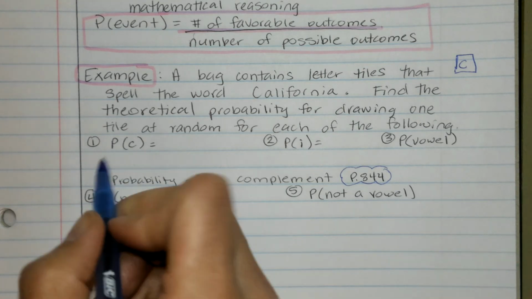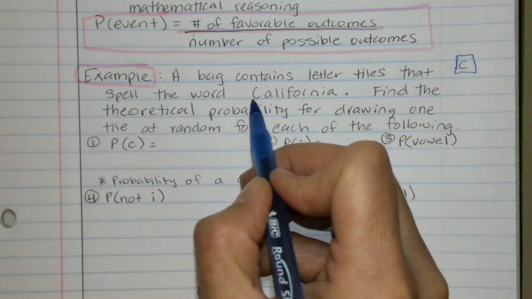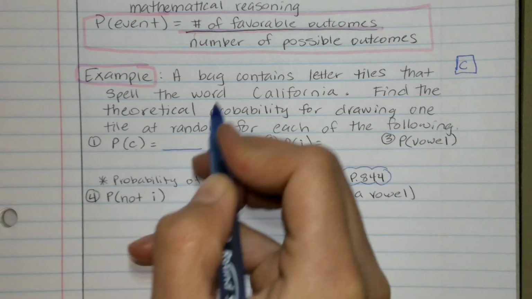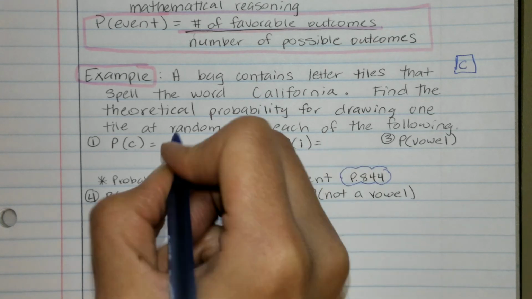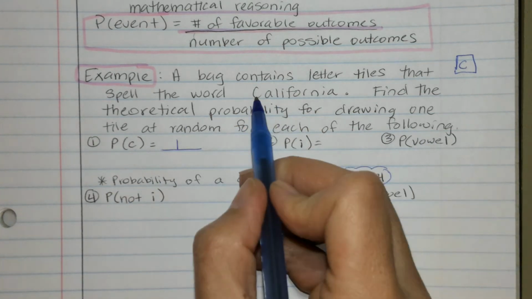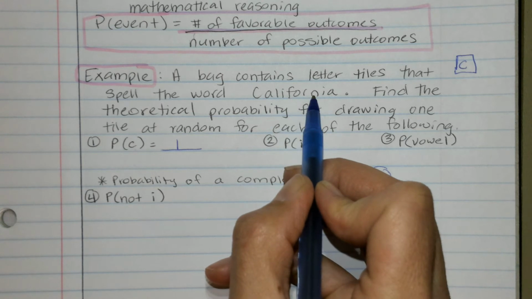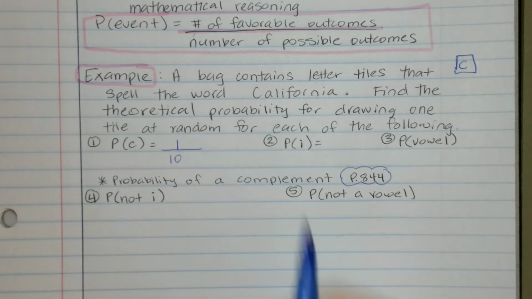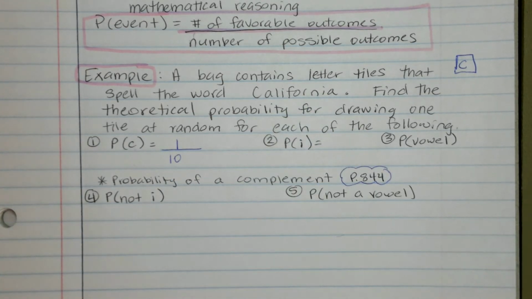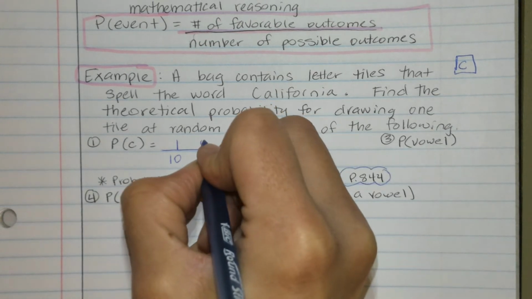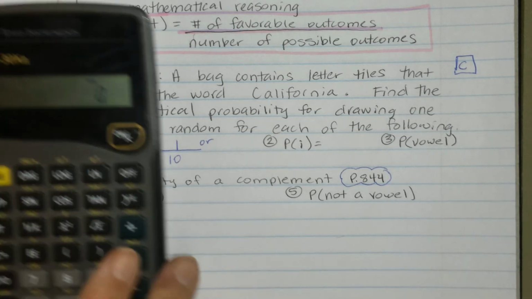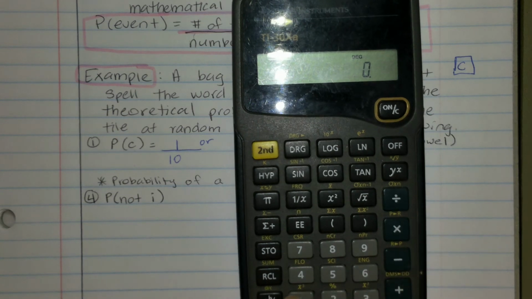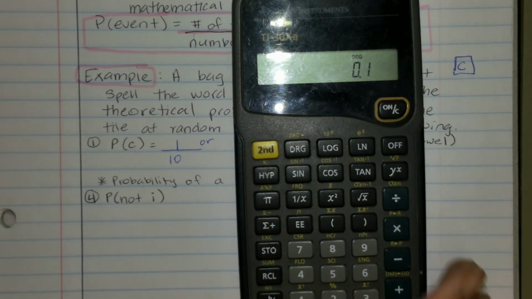Okay, so probability of getting a C. So I'm looking at California. I need to see the number of favorable outcomes is how many C's are there? There's only one. Out of the total number of letters, there's 1, 2, 3, 4, 5, 6, 7, 8, 9, 10. All right, if I can reduce that fraction, I would want to. Or in your homework, it might ask you to write it as a decimal. I can't remember what it says to round to, so just be careful at what place it says to round to. So I would do 1 divided by 10 to get the decimal. It's 0.1.